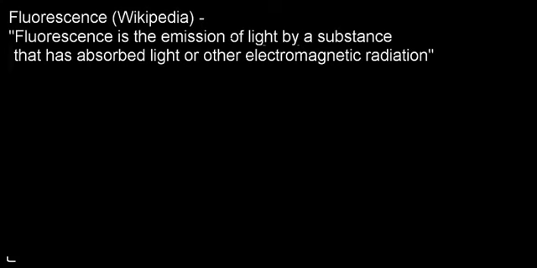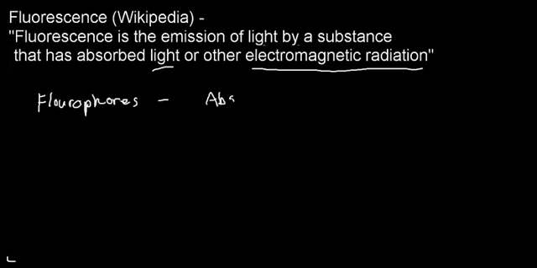So fluorescence is the emission of light by a substance that has absorbed light or other electromagnetic radiation, which is essentially somewhat redundant. Electromagnetic radiation can be considered as light. So what we need to understand is that there are molecules that are fluorophores. Fluorophores are molecules that can absorb light or electromagnetic radiation and emit light. That is a specific characteristic of those specific molecules. And different fluorophores can absorb different spectrums of light. Each fluorophore has specific wavelengths that it can absorb.